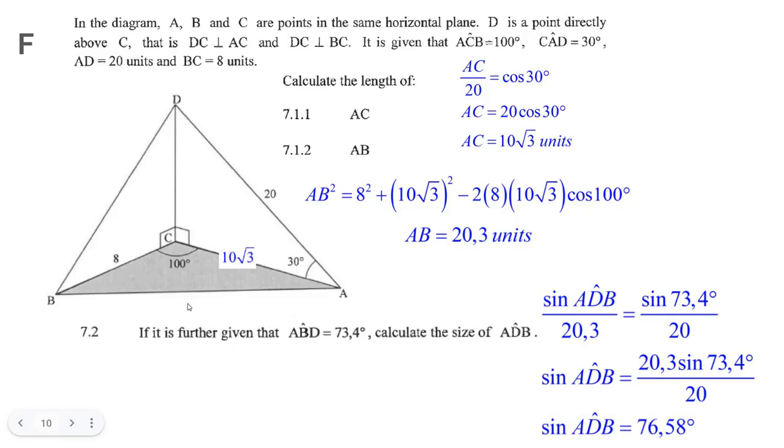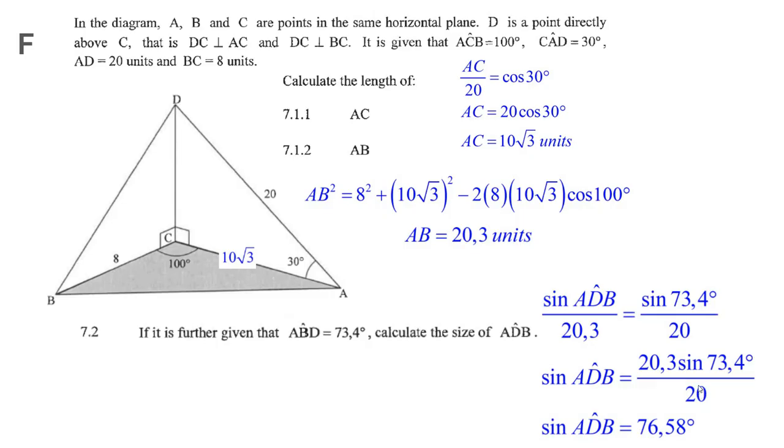Well, we're trying to figure out what ADB is. Well, the sine of ADB over 20.3 should equal the sine of this angle here, DBA, which they told us, ABD is 73.4 degrees, over 20, because we know it's opposite 20. You take angles and the sines that they're opposite. So it's just the sine rule. And now we solve. We take the 20.3, we multiply it up here, and we get a number.